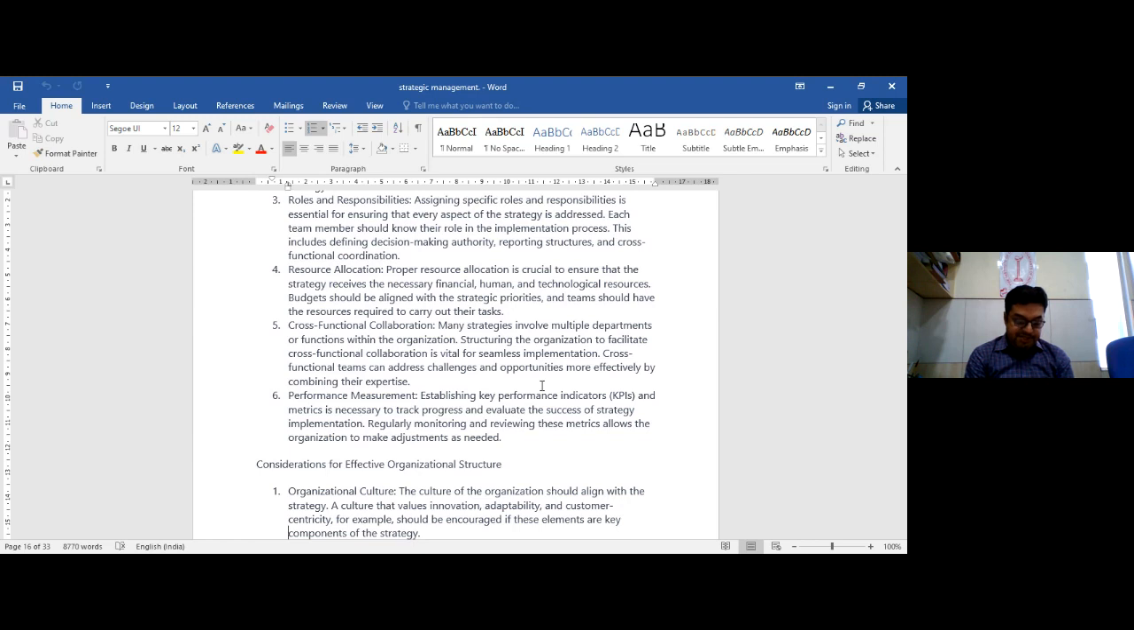What are the considerations for creating effective organizational structure? The culture of the organization should align with the strategy. A culture that values innovation, adaptability, and customer centricity.